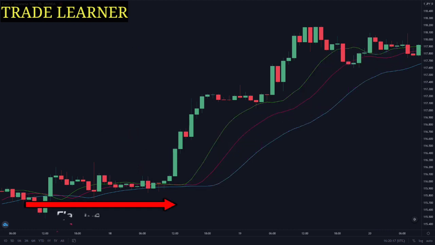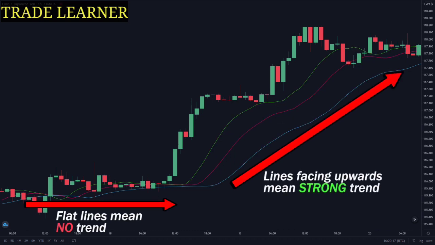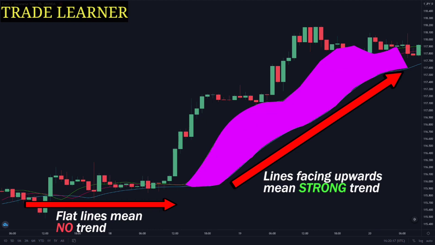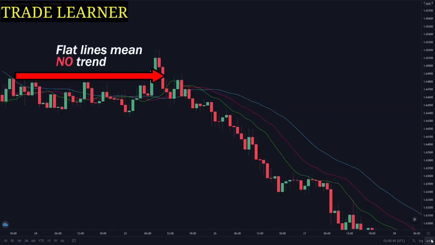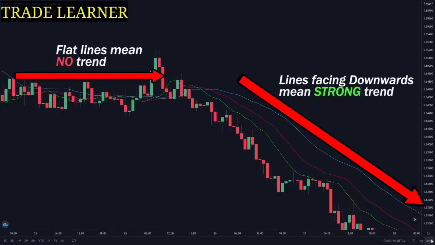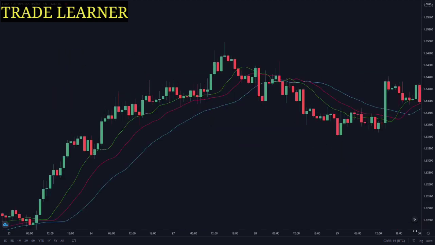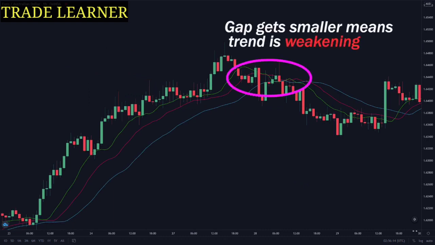Usually, the direction of the lines also determines how strong the trend is. If the lines are spread apart and heading significantly upwards, it means the price is in a strong uptrend. And when the lines are facing in a significant downwards direction, it means it's in a strong downtrend. The alligator can also indicate if a trend is weakening. As a trend comes to an end, the lines will come closer together, indicating that you should be prepared to close your position.